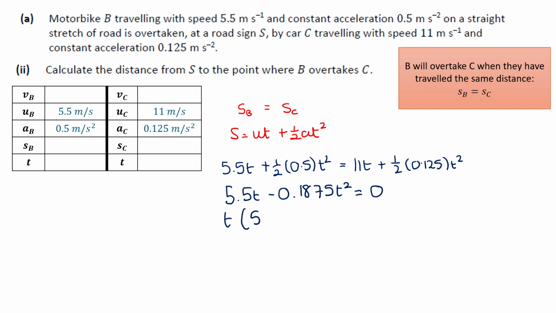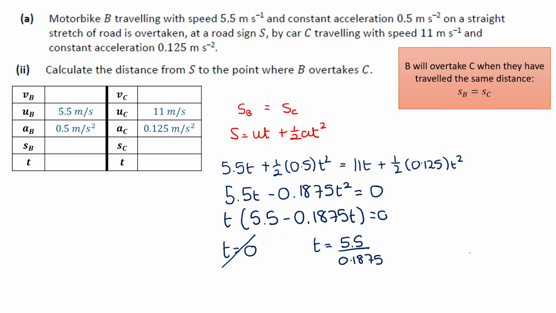Highest common factor, 5.5 minus 0.1875 t equals 0. So the 2 times that will happen is t equals 0, but that's not valid for us. That's at the sign S. We knew that happened. And our other time is going to be 5.5 divided by 0.1875. And that's going to give me 88 over 3 seconds, or 29.3 seconds in decimal.